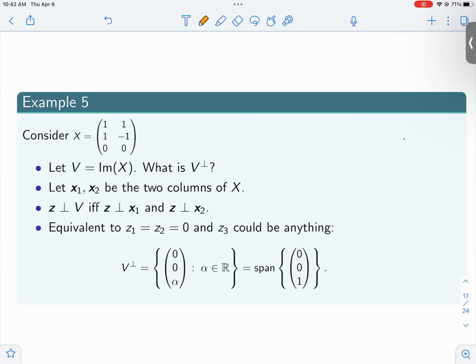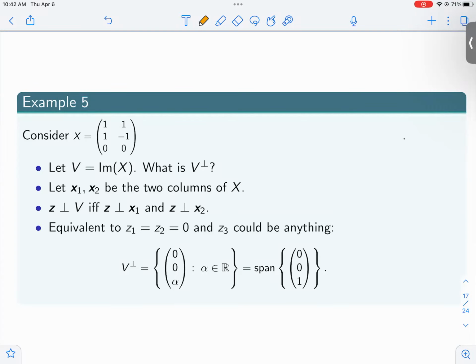But for it to be orthogonal to every vector in the image, it's enough to be orthogonal to just X1 and X2. So if you have a basis for a subspace, to be orthogonal to that subspace is equivalent to being orthogonal to every element in that basis. So to figure out the orthogonal complement, we can just pick a generic Z, and then force these conditions. Z has to be orthogonal to X1, Z has to be orthogonal to X2. Not Z in V, but Z in, in this case, R3. Because Z in R3.